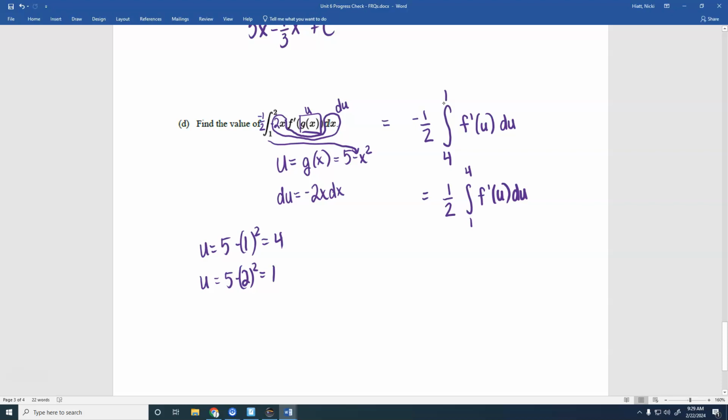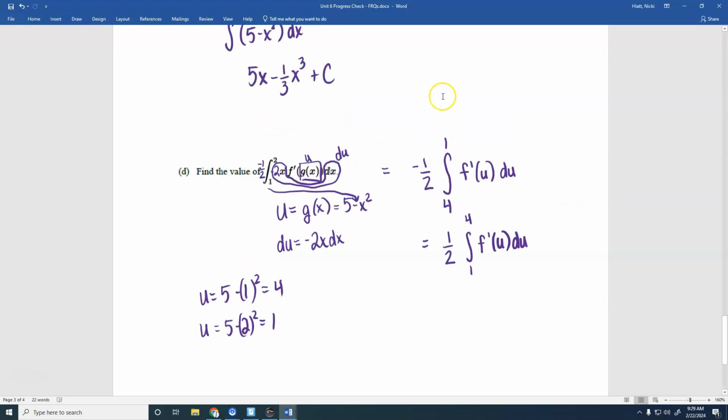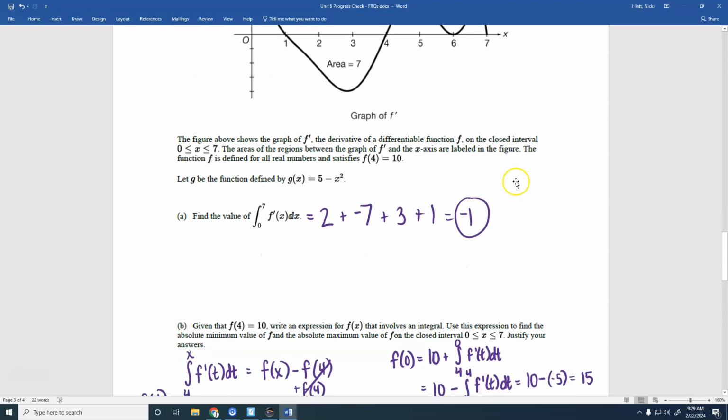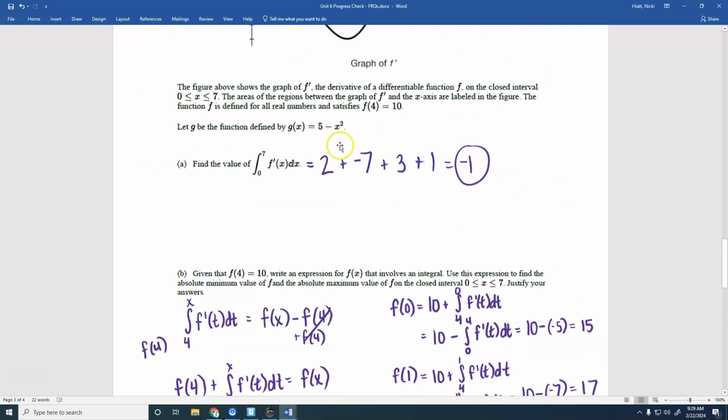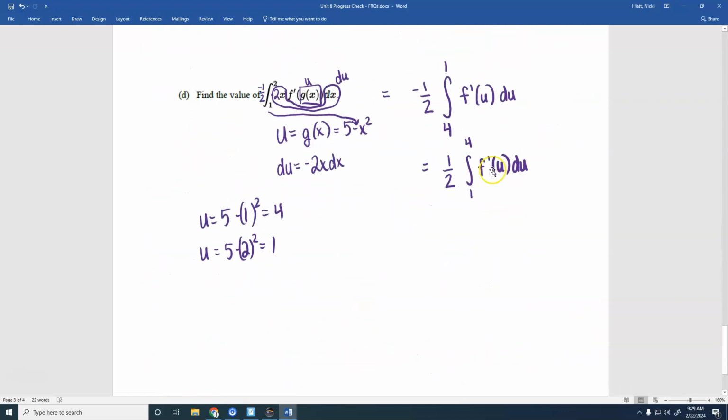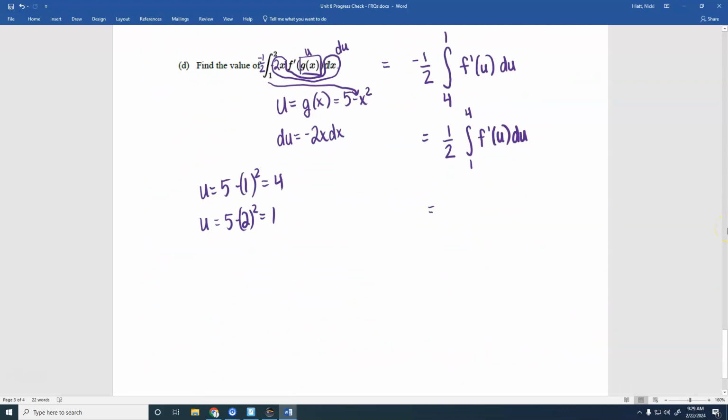How am I going to find the integral from 1 to 4 of f prime of u du? You just look at the graph. It's the area under the curve, because this graph is f prime, right? Area under the curve from 1 to 4. What is it? It's negative 7. It's from 1 to 4 and not 0 to 4. 0 to 4 would be negative 5. So we got 1/2 times -7, which will give us -7 over 2 for our answer.